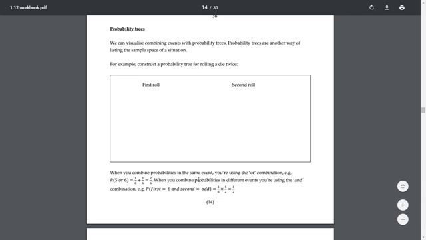When you combine probabilities in different events, you're using the AND combination. So a probability from here and a probability from here, you're using AND. For example, the probability that the first roll was a 6 and the probability that the second roll is an odd number is the probability of each multiplied together. So there's a 1 in 6 chance of rolling a 6, and there's a 1 in 2 chance of rolling an odd number, and multiply them together and you get a twelfth, which is not what it says there. Oh dear, I'll update that. Anyway, it should be 1/12.